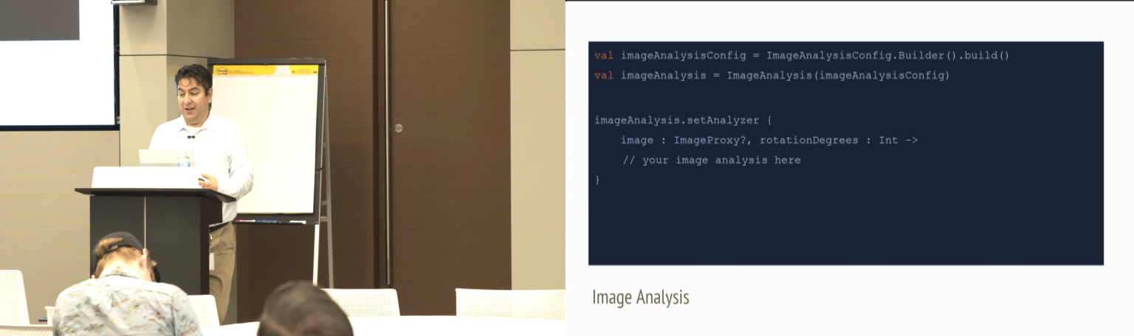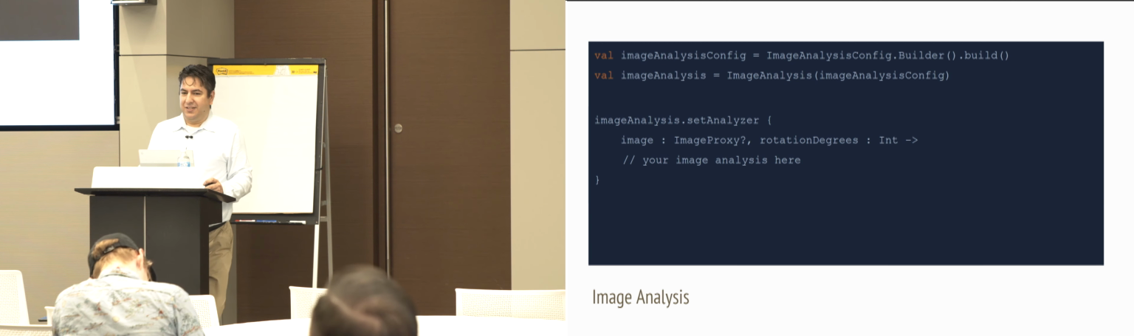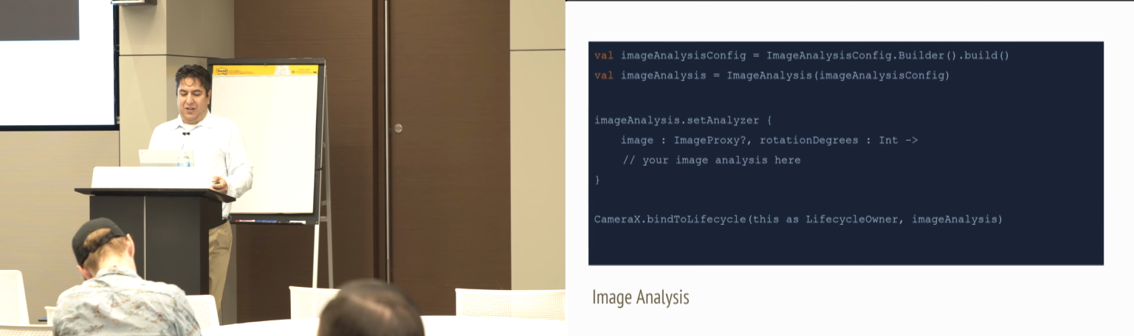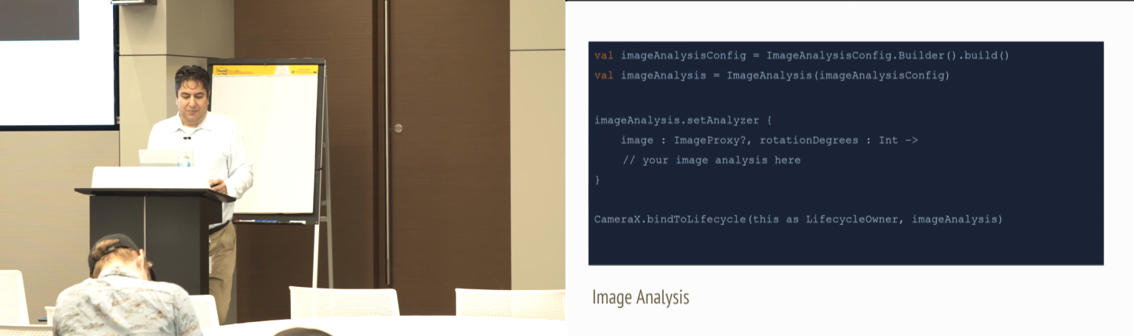This makes it really nice because it's an image proxy, which is a proxy for an Android media image, which you can feed directly into a Firebase Vision image, and then get all of the fun things that you're looking for through Firebase, such as face detection, text detection, image classification, and of course, binding that to the lifecycle so that CameraX takes care of it for you, and you don't have to worry.